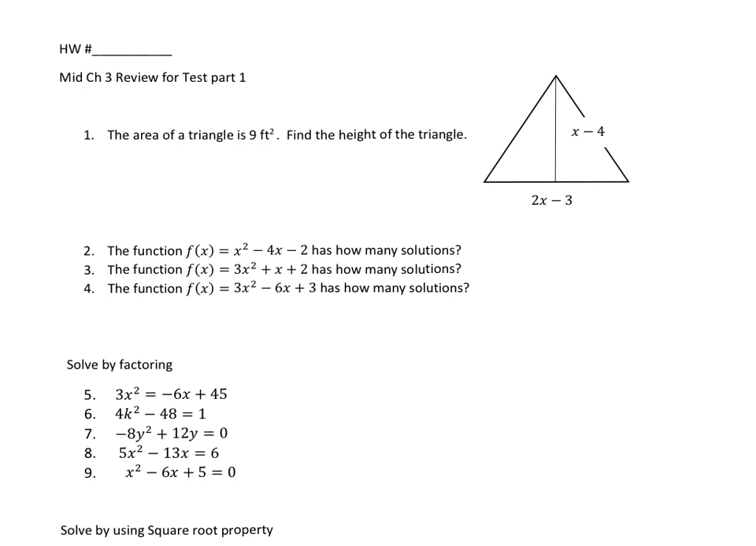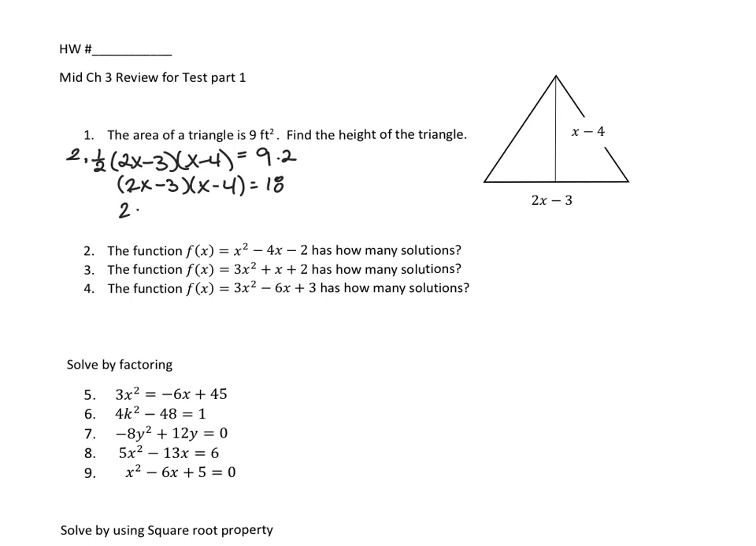So here we have the height is x minus 4 and the base is 2x minus 3. So we know that the area of a triangle is 1/2 times the base, 2x minus 3, times the height, x minus 4. And that area is going to equal 9. So I think the easiest thing to do is times it by 2. And so we get 2x minus 3 times x minus 4 equals 18. And then we'll FOIL this out.